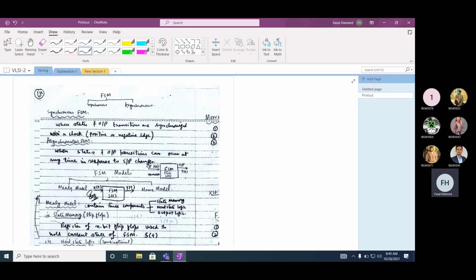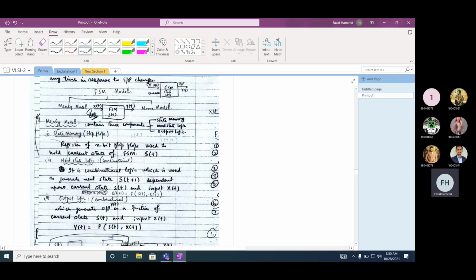In a synchronous FSM, the state and output transitions are synchronized with the clock. If you remember, we studied two types of reset: synchronous reset and asynchronous reset. When synchronized with the clock, the output will change at the active edge of the clock. In an asynchronous FSM, the output transition can occur at any time when the input changes. Now, first we will study the Mealy model.